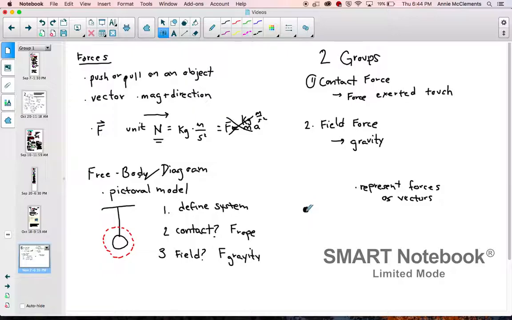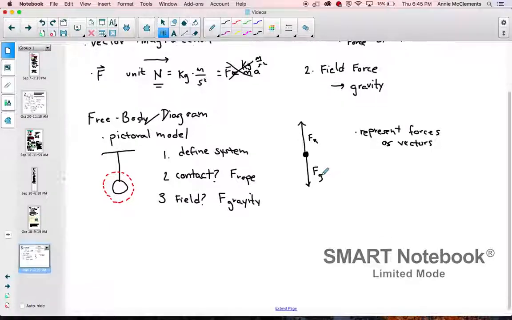You want to show the vector pointing in the direction that the force is acting on the system. For the rope, the rope is pulling up on the ball, so the direction of the force is a pull up. The head of my arrow is going to be upward, and this is my force of the rope. The ball is also experiencing a push downward from gravity. So my downward push is going to be gravity. Again, my vector points downward. So that's how you draw a free body diagram.